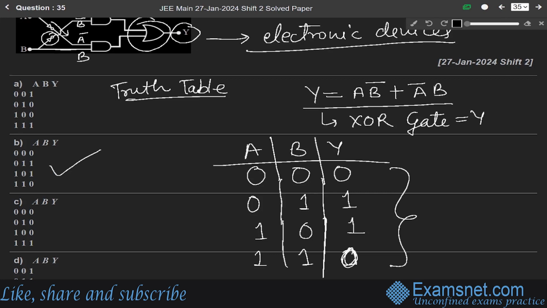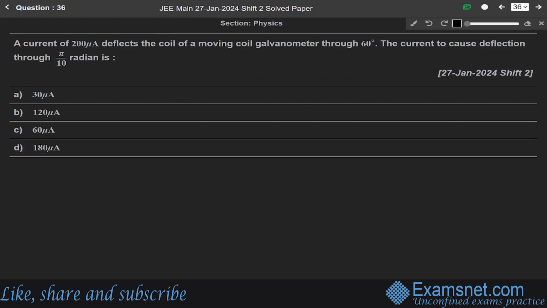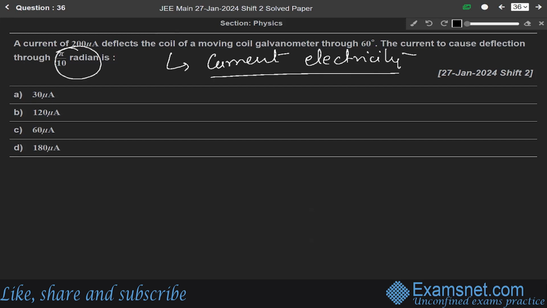Okay. Now, next question, question number 36. This question says that a current of 200 microampere deflects the coil of a moving coil galvanometer through 60 degrees. The current to cause deflection through pi by 10 radian is. So this question is from the chapter of current electricity. According to this question, we have to find the current to cause the deflection of pi by 10 radians. So student, this is a very direct formula based question, and the formula for this is that the current that is moving through a galvanometer is always directly proportional to theta. Theta is what? Angle of deflection. Just apply the formula and we will get our desired answer.